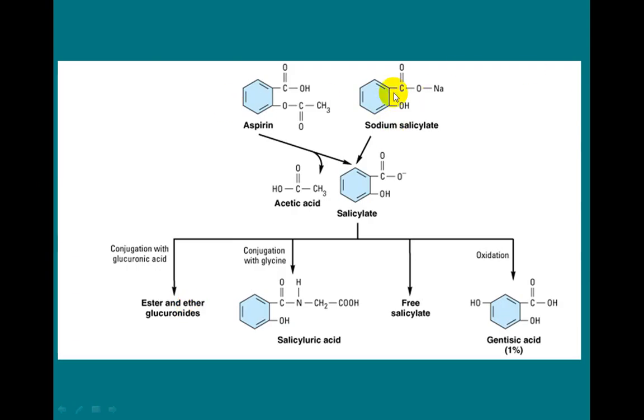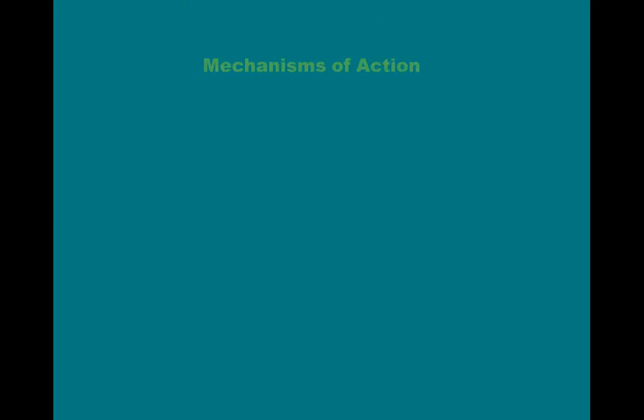These are the structures of aspirin and sodium salicylate. These are the chemical structures sharing the same ring group. Aspirin is converted to acetic acid and salicylate by esterases in tissues and blood, and salicylate is converted by conjugation with glucuronic acid to ester and other glucuronides, by conjugation with glycine to salicyluric acid, or remains as free salicylate, or is converted by oxidation to gentisic acid in about 5% of cases of the drug.